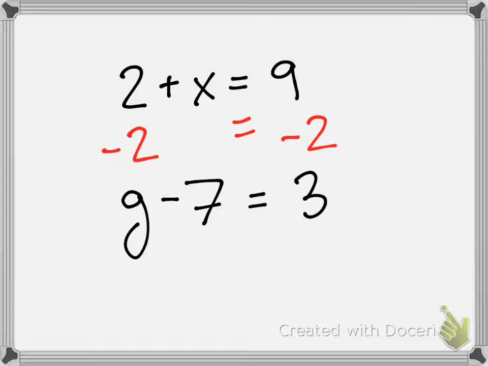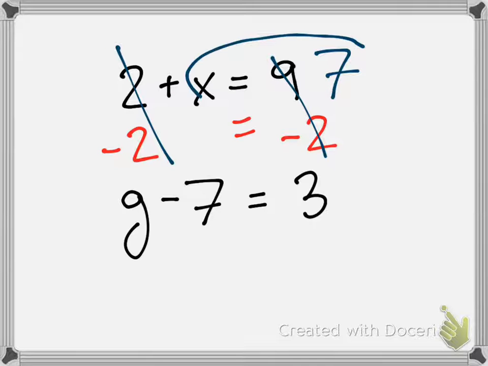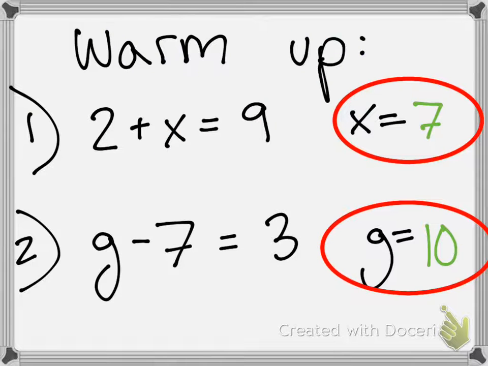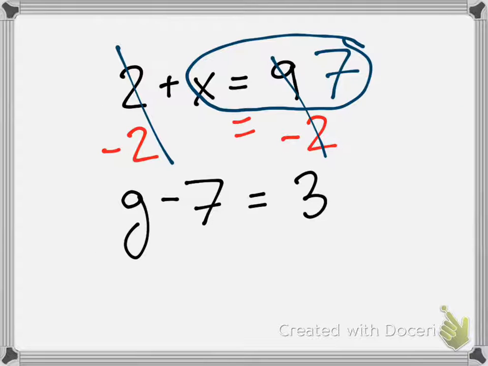What is 2 minus 2, Alinza? 0. 2 minus 2 is 0. It goes away. It would be 0 plus x. Doesn't matter. We just leave x. What is 9 minus 2, Malia? 9 minus 2 is 7. Hey, let's look back. This gives us x equals 7. Here, we have x equals 7. Let's look at this next one.